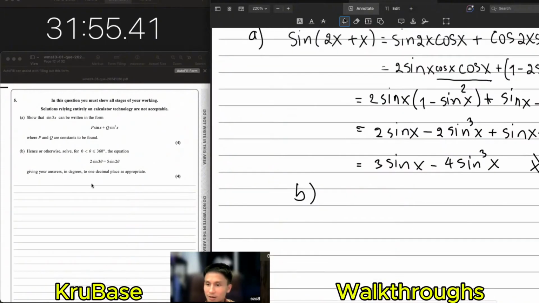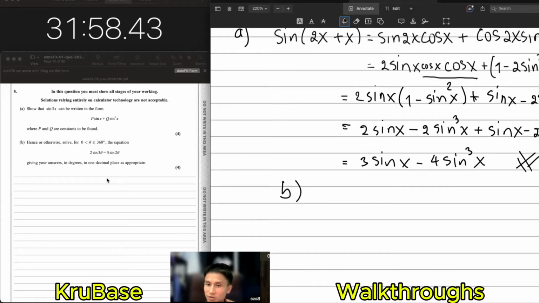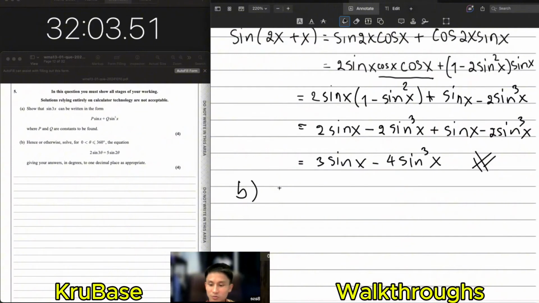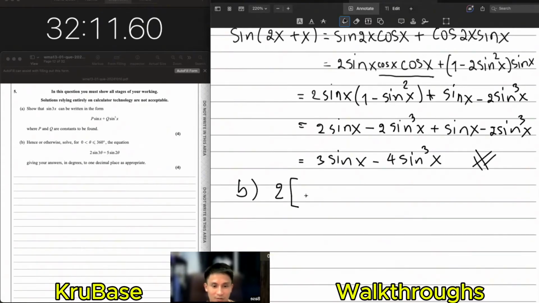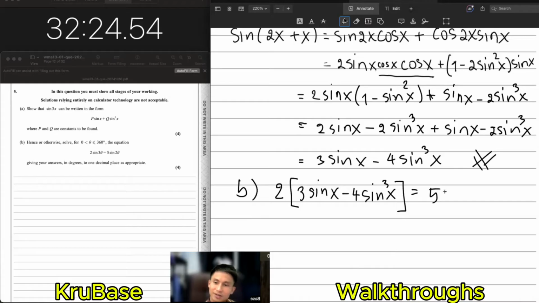Part B: hence or otherwise, solve for that. On the left we have sine 3 theta, so we're going to keep 2 there. 2 and then sine 3 theta, which we just proved to be that. At least if anything goes south, we get marks for this. And then equals 5 sine 2 theta. We can change that with the double angle formula, but then there's going to be a cos there.